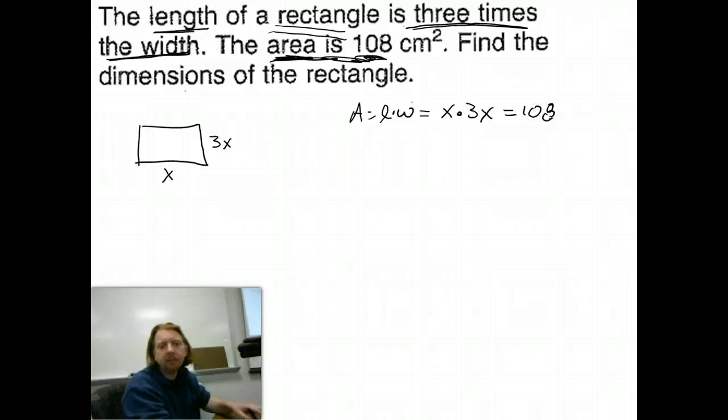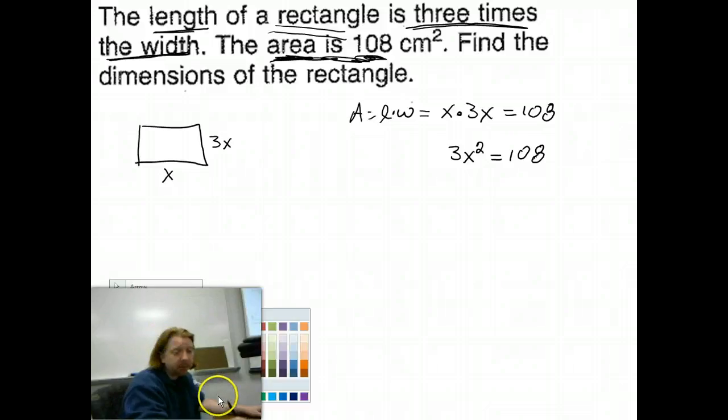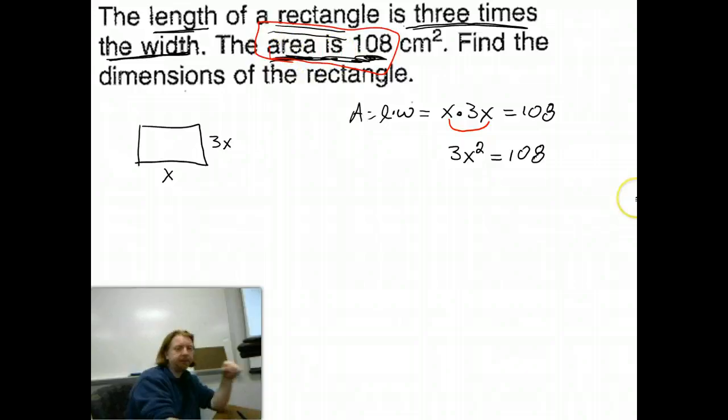How did you get times? So if I clean this side up, x times 3x, that's going to give me 3x squared, and that equals 108. I'm just going to group my like terms. You're just multiplying it. How'd you get the 108? The 108, it says the area is given as 108.